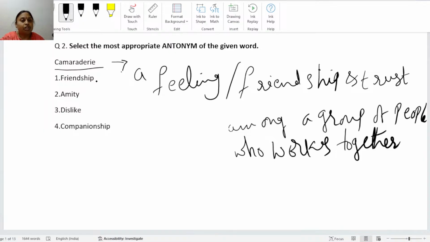When it comes to friendship, friendship is nothing but mutual understanding and trust between two persons. If that relation is maintained, it will be known as friendship. And when it comes to amity, what is the meaning of amity? Can you guess it? Amity is nothing but a friendly relationship.